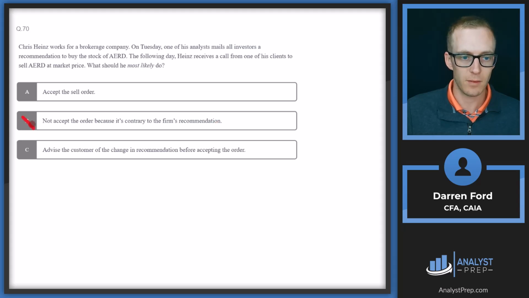We can't do that. The client is dictating what you do as the broker, and so you can't just refuse the order. And so we have accept, or C, advise the customer of the change in recommendation before accepting the order. That's definitely going to be our best step. We shouldn't not mention it to them and just accept the order, and we can't refuse the order. So the best thing is to let them know the change that we made and make sure they still want to proceed. Answer C.